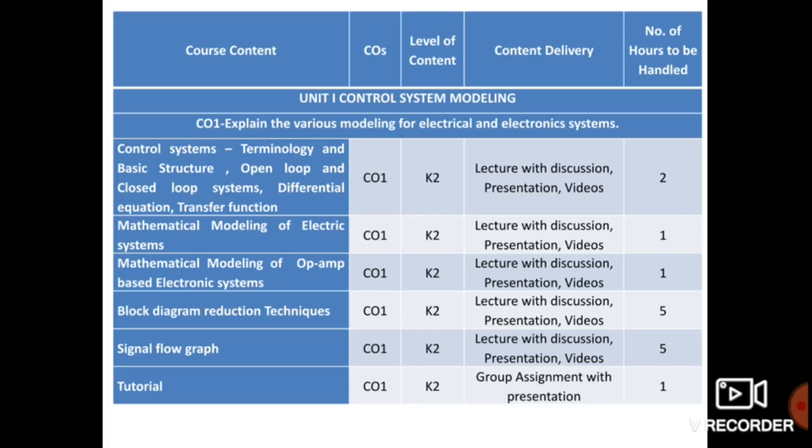For obtaining the mathematical model of a system, we may use the block diagram reduction technique or the signal flow graph technique. All those things will be discussed in unit 1. By studying this unit 1, you will be able to gain knowledge in the modeling of electrical and electronic systems. Here the content delivery will be a presentation with lecture and discussion, and we will also have tutorial problems. It may be a group discussion also.